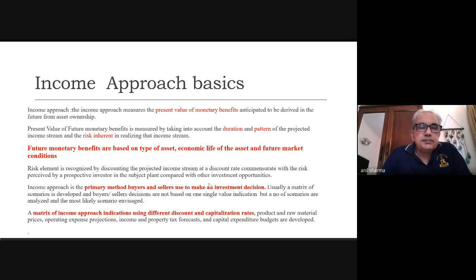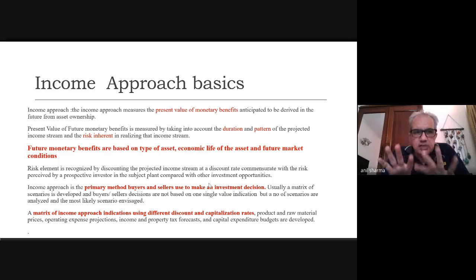In the income approach, you take the future monetary benefits of the typical asset over the economic life of the asset, considering all future market conditions, and you discount them to compute the present value as of the date of valuation, right? So you have flow 1 coming in year 1, flow 2 coming in year 2, flow 3 coming in year 3. You discount them with a factor which helps you calculate the present value of the flows.